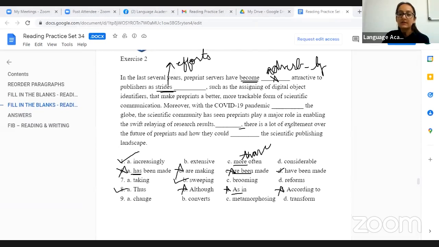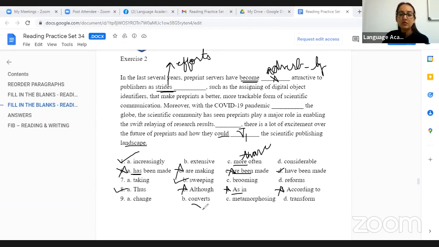Thus, there is a lot of excitement over the future of preprints and how they could blank the scientific publishing landscape. So with could, which is a modal, the first form of verb should come. With all the modals, can, may, could, would, should, will, shall, always comes the first form of verb without the word s.